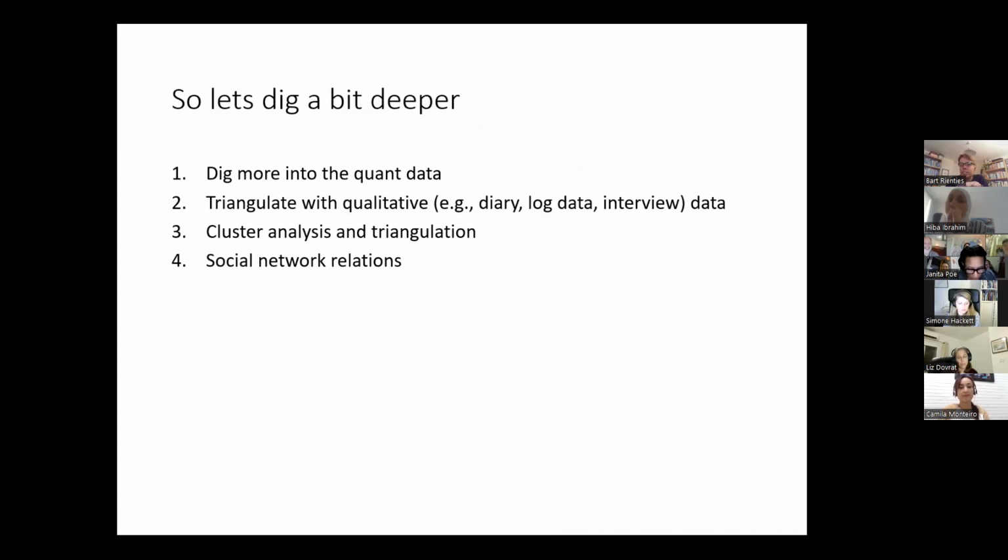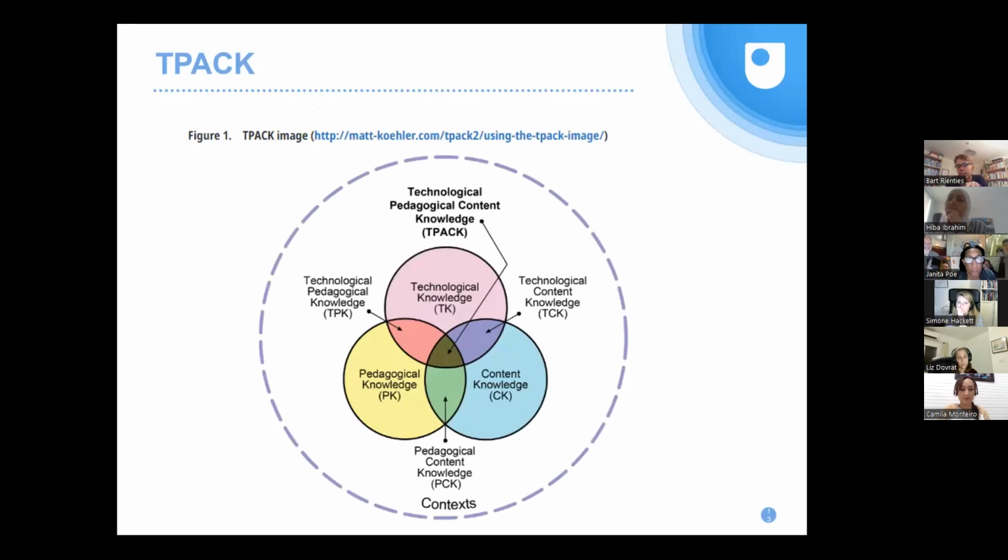We, of course, also interviewed students. Then we did cluster analysis. And lastly, we recently published a paper on the social network relations. So let's have a look at what we've learned. We mostly focused on TPAC, and we just have one more paper on interculturals, but it's not yet published, so I can't share this yet.